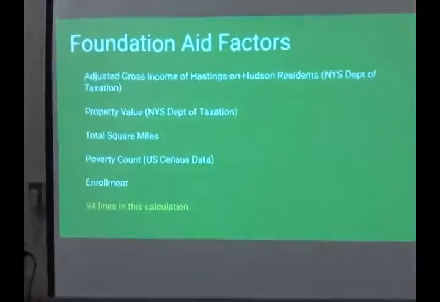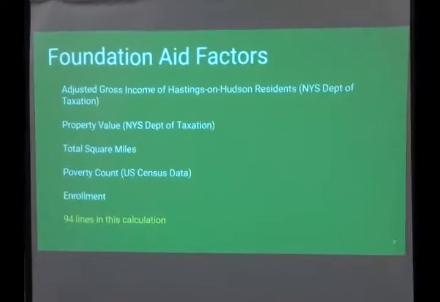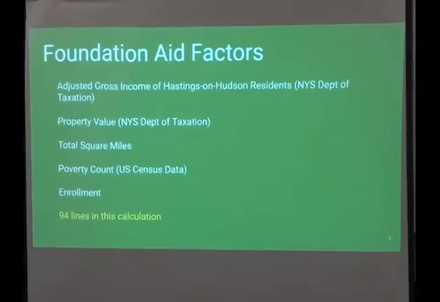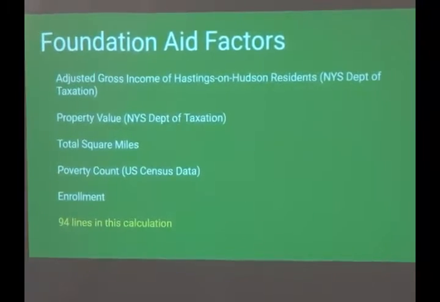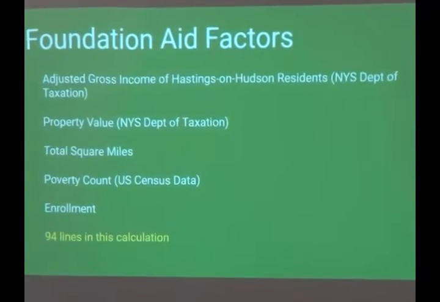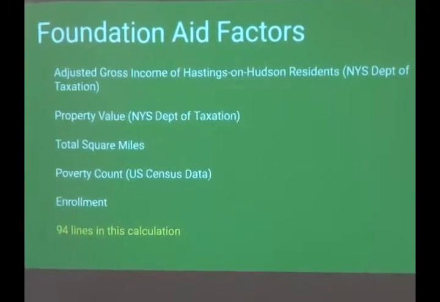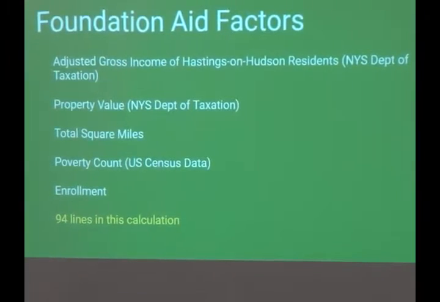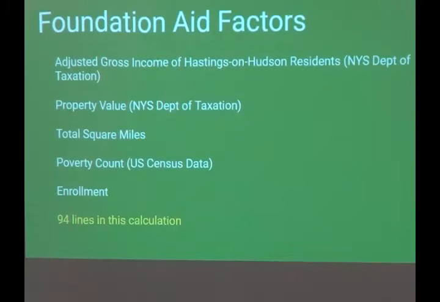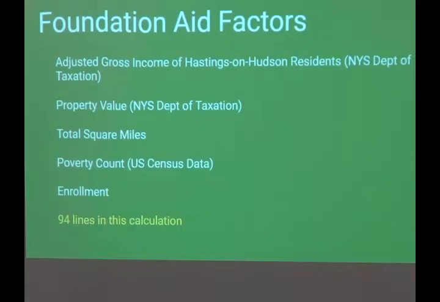So, foundation aid factors. The amount of money we get from the state is a very long formula, and they take a lot of inputs to come up with how many dollars each district will receive. As you can see at the bottom here, there are 94 lines in this calculation. So it's not just two things that you multiply. It's not meant to be understood. And if you look through it, a lot of it is kind of repetitive too.